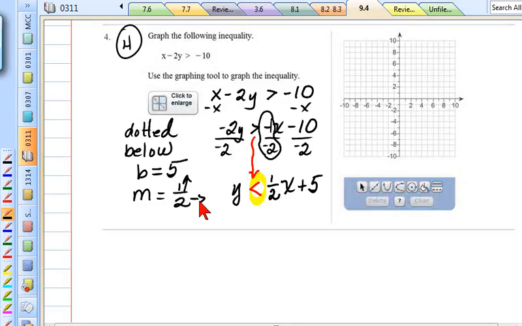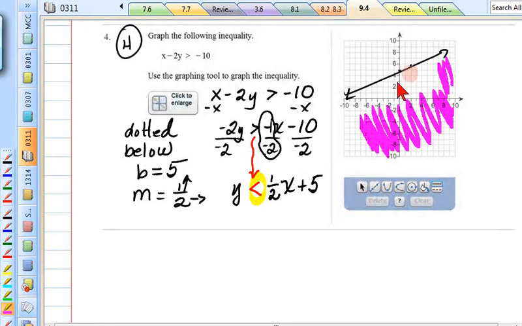All right, I'm going to begin at 5. I'm going to go up 1 and right 2 to get another point. Use a straight edge. And I'm supposed to shade, you told me, below, because it was a less than. Oh, it was supposed to be dotted. Thank you. Let me see if I can make it become dotted.